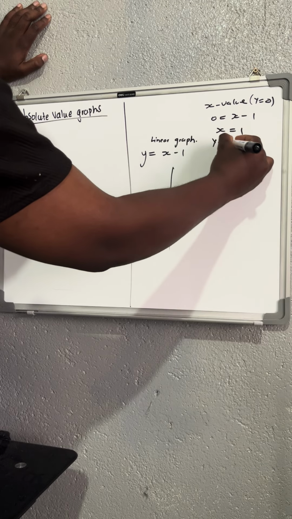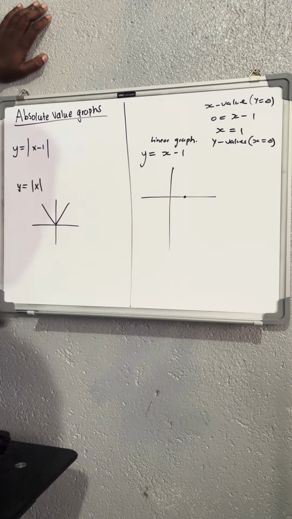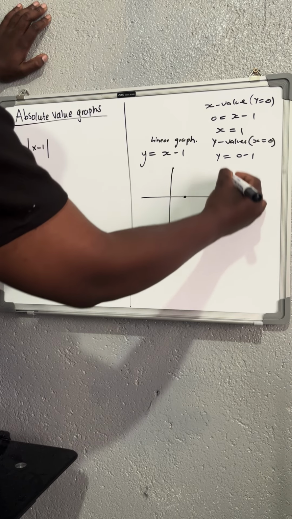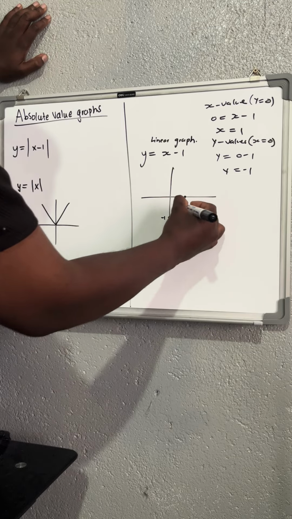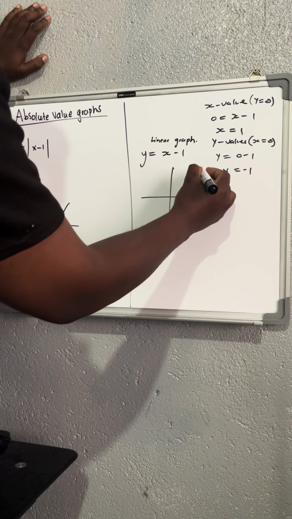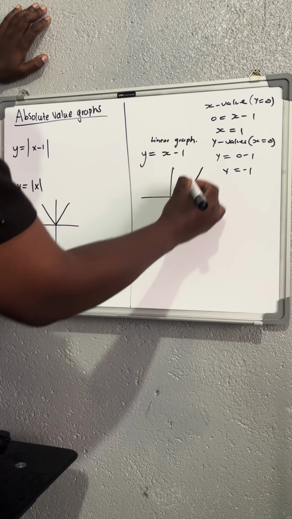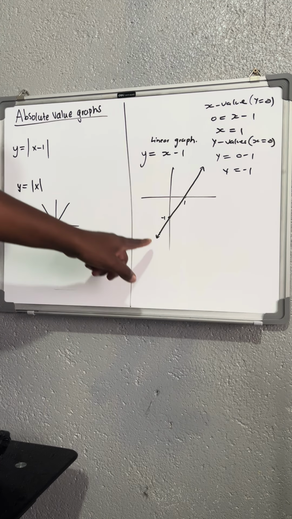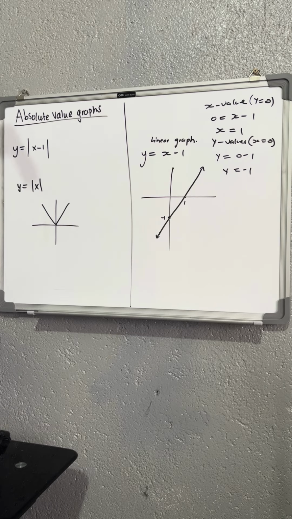If I'm doing my y value, you say x has to be 0. Then y equals 0 minus 1, so y is equal to minus 1. Then you have your minus 1 here. Now this graph will go like that. This is why I was saying that if it has a positive slope, it shows that it's rising, and if it has a negative slope, it shows that it is going down.